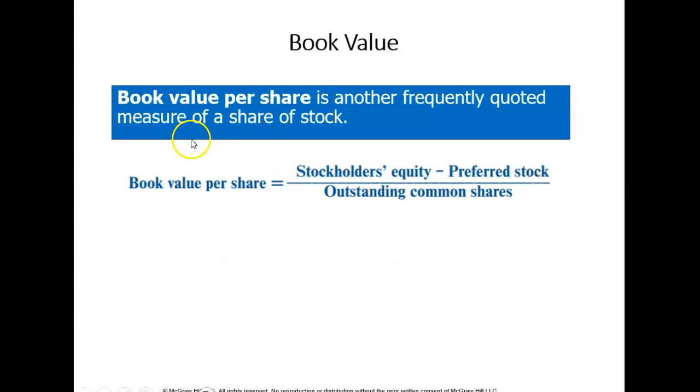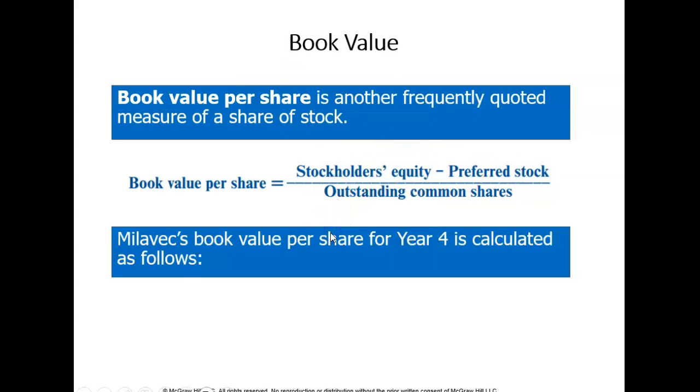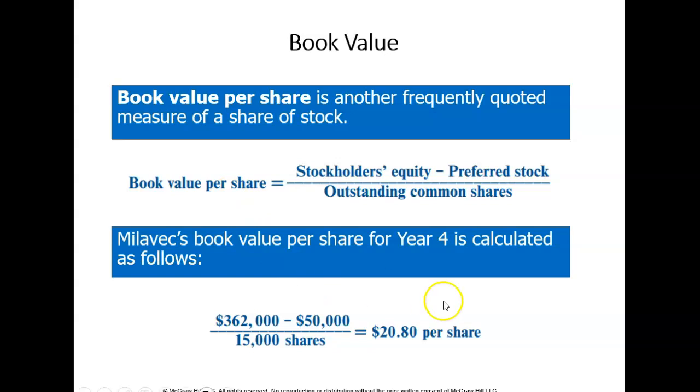Okay. Next is book value per share, which measures a share of a stock in stockholders' equity minus preferred stock divided by the outstanding common shares. So this ratio is not as used as often as EPS, but it's still a good ratio. So pretty much this is showing you what should be the value of each share of stock that you own in that company.